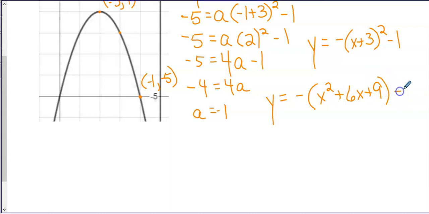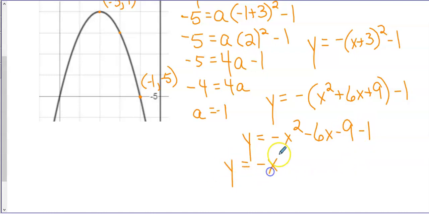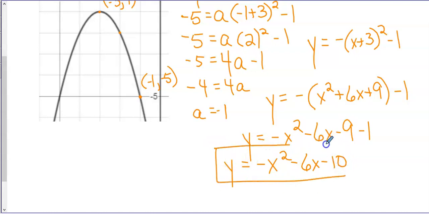And on the outside of the parentheses, I still have that -1, but I need to distribute this negative in here and then add that -1. One more step, just got to add the -9 and the -1. And this is standard form.